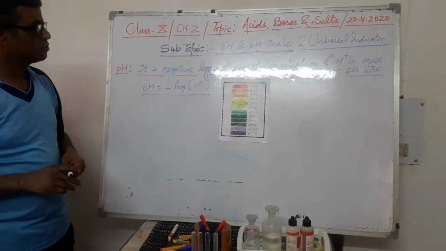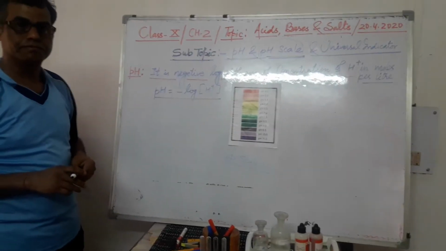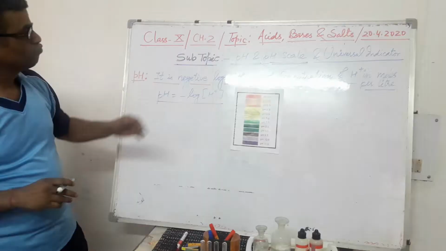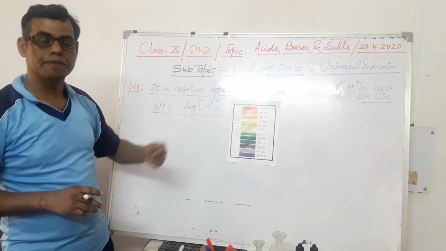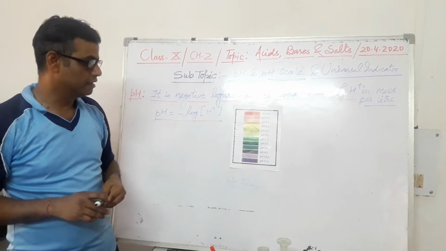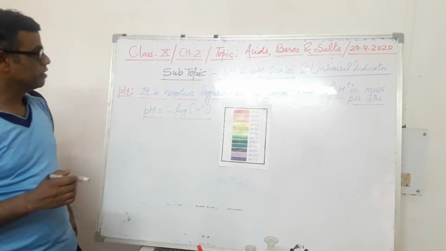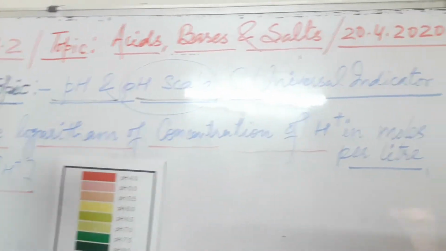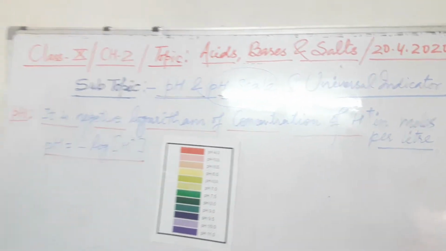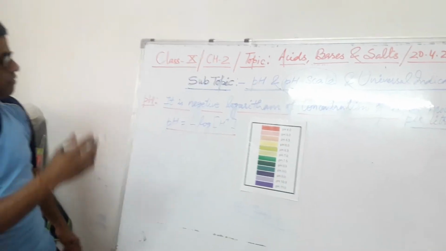Hello students, today I would like to impart some information about part 3 of the topic Acid, Base and Salt, chapter 2 of class 10 science. Our subtopic today is pH scale and universal indicator. So we will know about each and every one here.